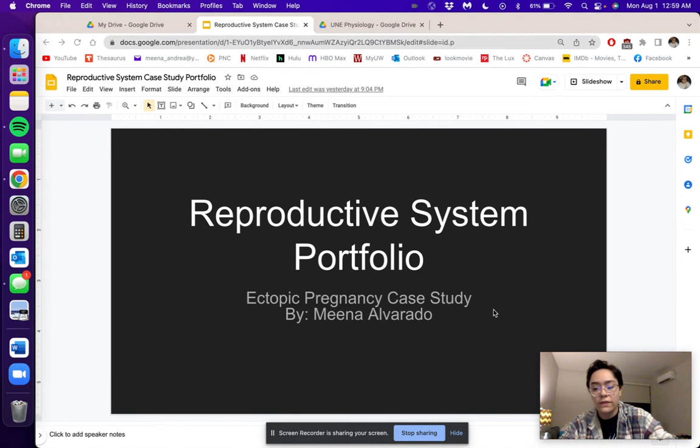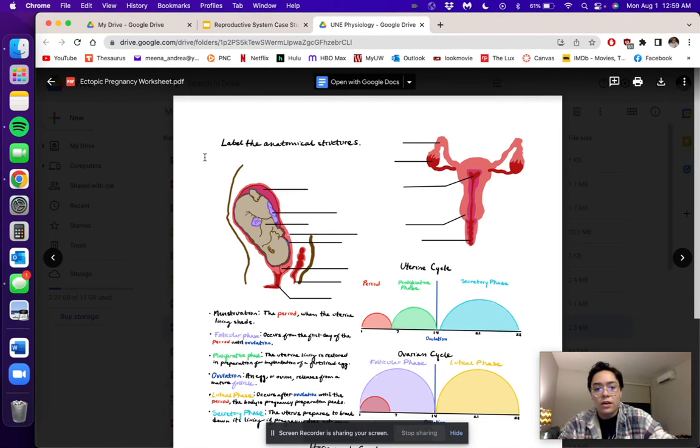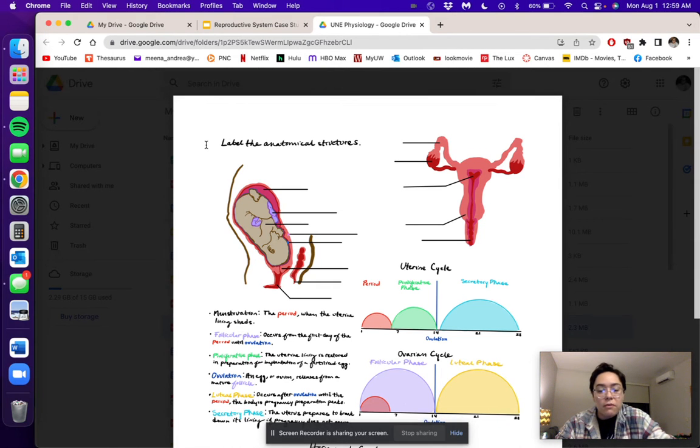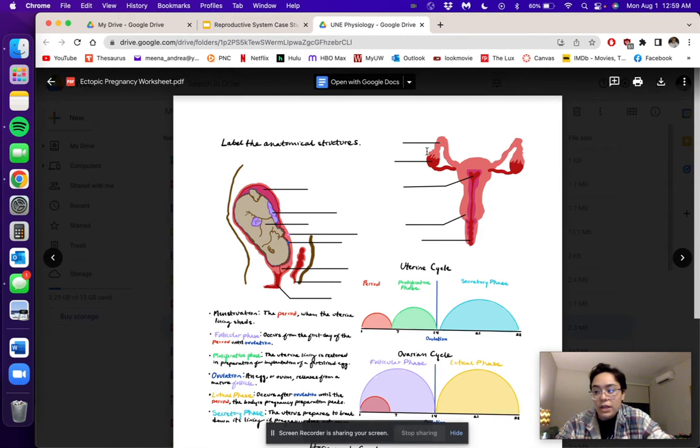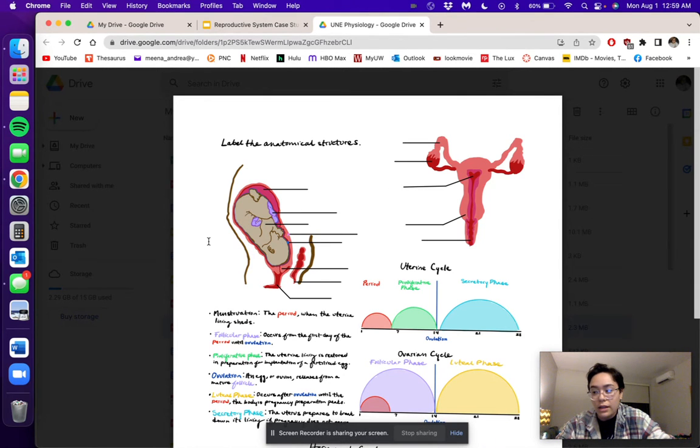Before we take a look at this case study, I'm going to go over a worksheet and infographic that I created that provides an opportunity for us to review the anatomical structures of the female reproductive system. We'll take a look at that. First, we are to label some of the anatomical structures that we see, and then also label the structures in the side profile of the pregnant body. And then I will provide the answers to this worksheet in my submission of the portfolio project.